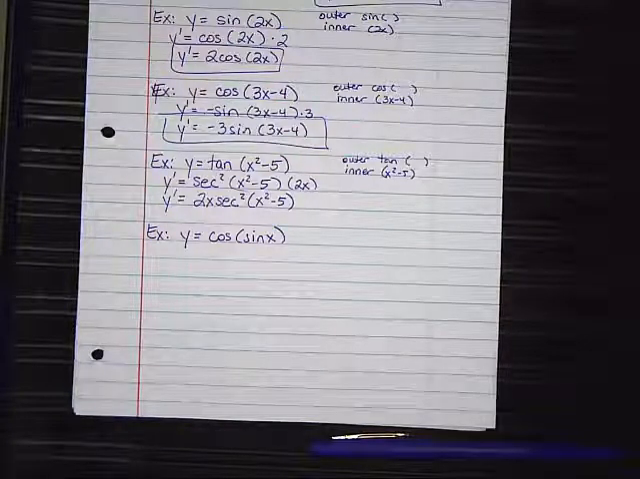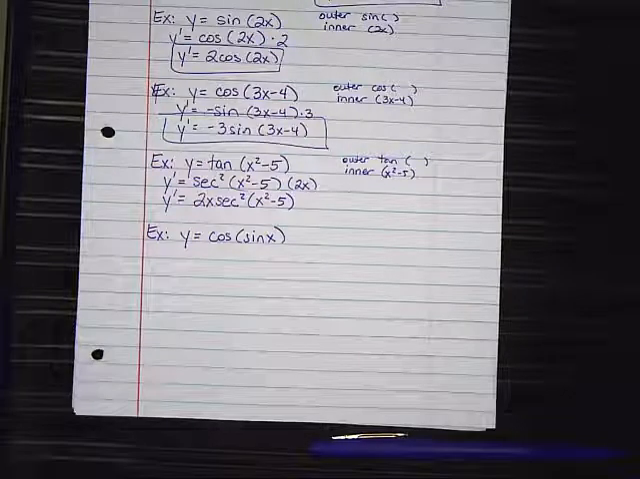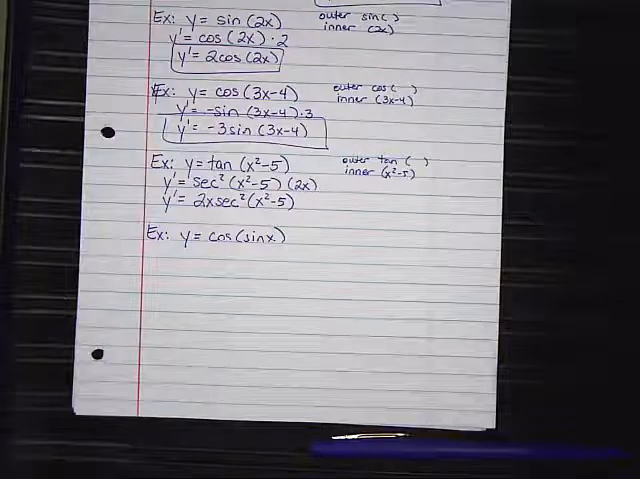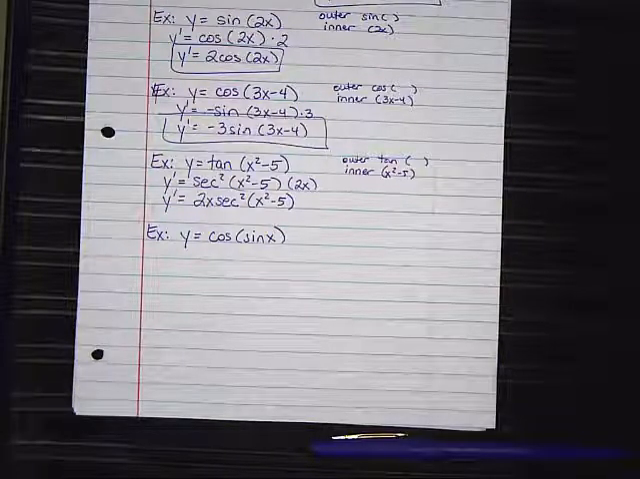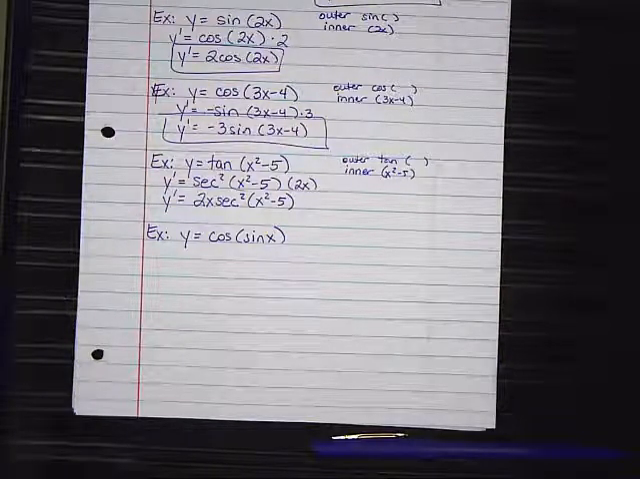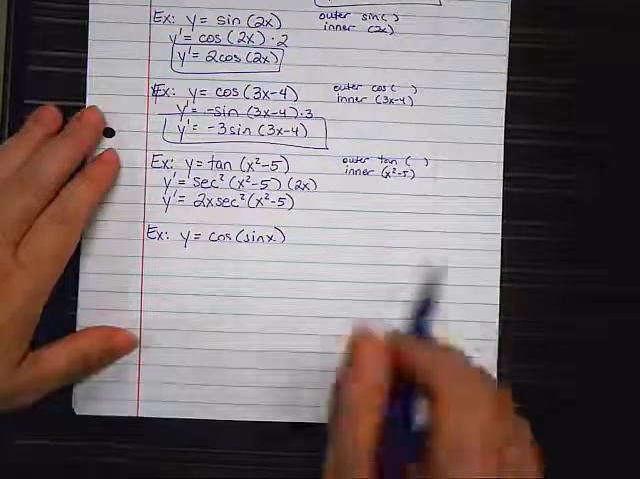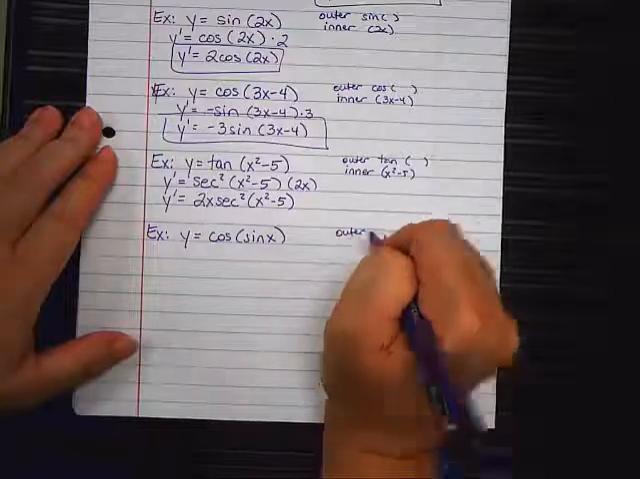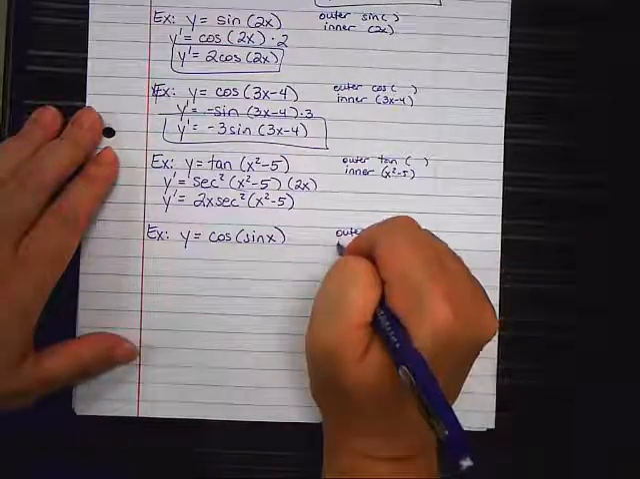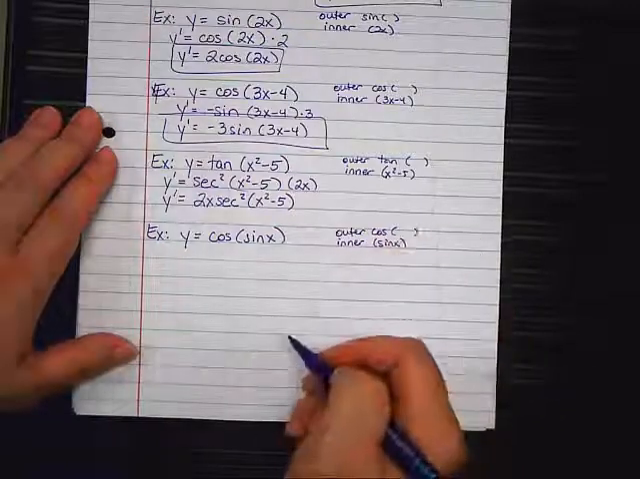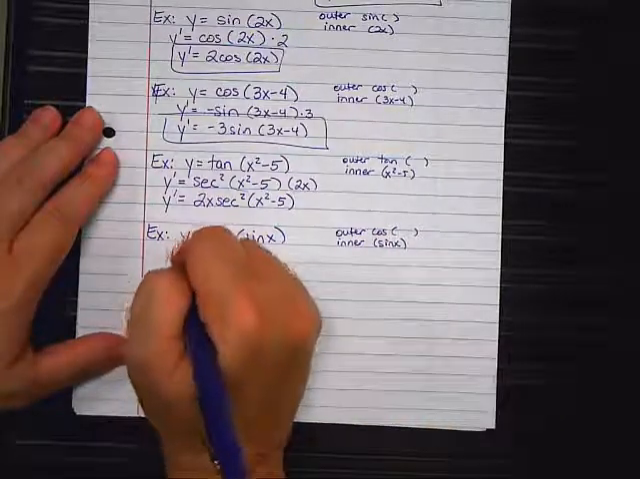From what I told you about 10 minutes ago, is this a product rule problem? No. Brittany, tell me why. There's only one x, so it's not product rule. This has to be chain rule, because I see two functions in there. I see cosine and sine. So the outer function is cosine, parentheses. The inner function is sine of x. Y prime equals.